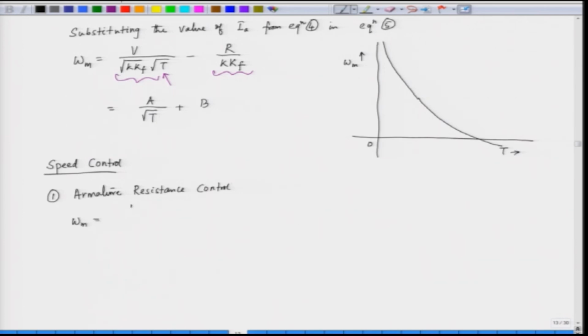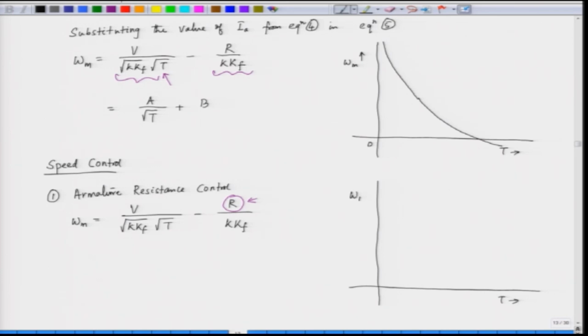Omega m is equal to V by under root K Kf into under root T minus R by K Kf. Now, what we are trying to do here? We are trying to change R. Now, when we change R, how does the characteristic change? Torque is in the x axis and speed is in the y axis. Let us say we have the original characteristic like this.